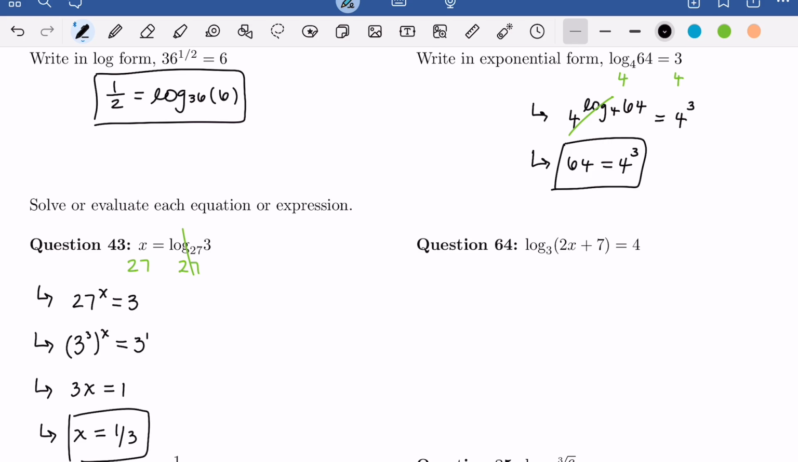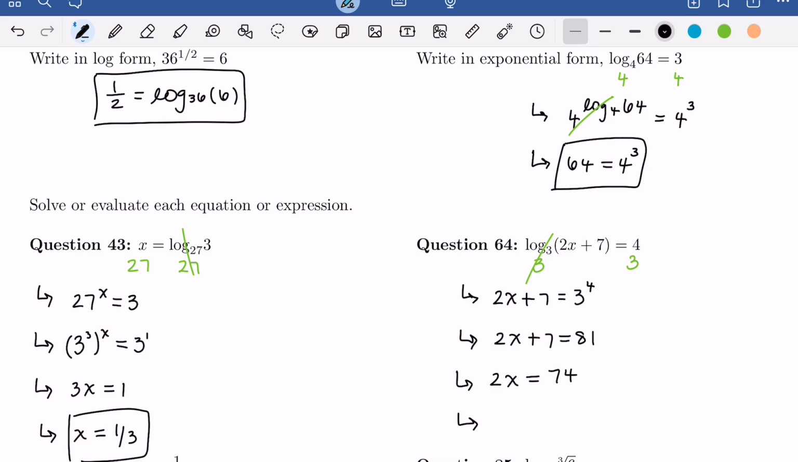Now let's do something similar for 64 here. We have a little bit more complicated log equation here, but we can do the same thing. We have log base 3 here, so to undo that, we're going to take both sides of our equation to base 3. These guys are going to cancel out, and so we're just left with this 2x plus 7 on the left-hand side, and on the right-hand side, we're going to have 3 to the 4th power. So from here, we can just solve for x. We're going to have 2x plus 7 is going to give us 81. And then we can subtract 7 on both sides.